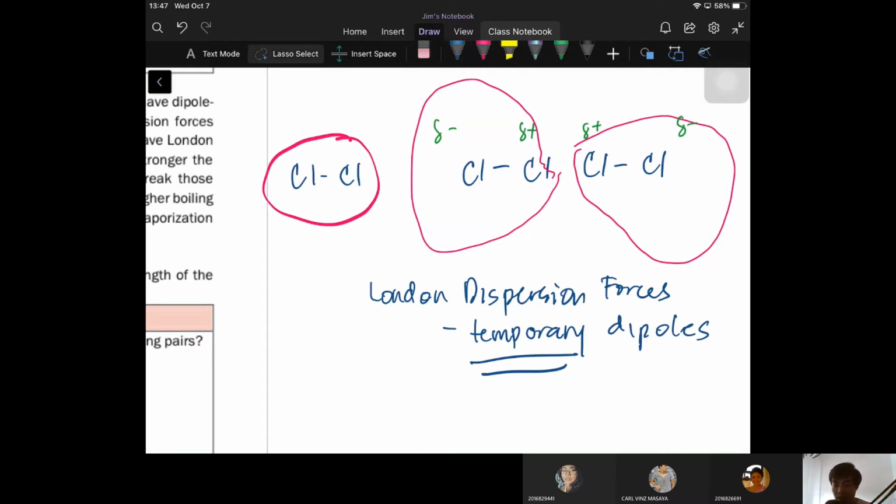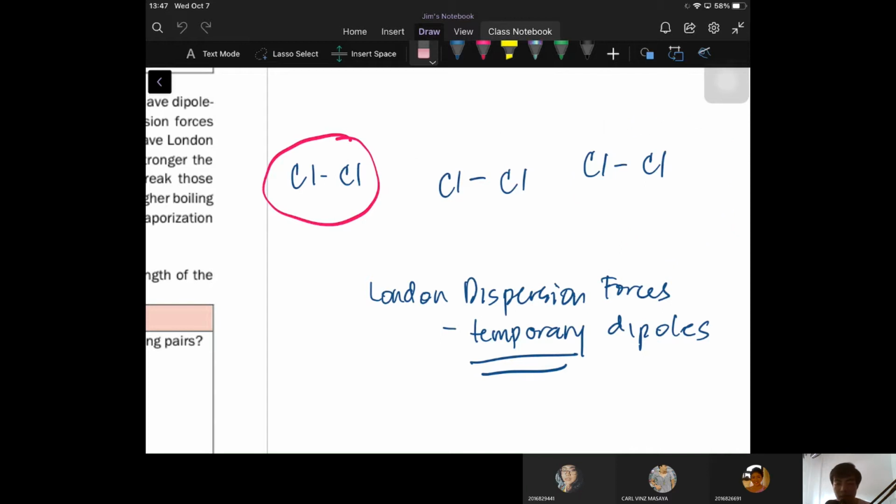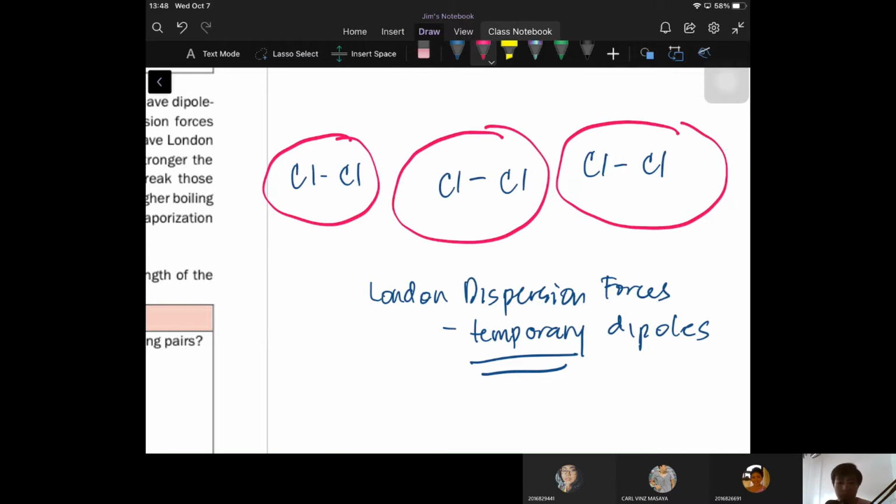No? Kunwari, naghiwalay na sila. So the electron balance will be restored. No? So babalik na yan sa original. So kunwari, nagbungguan uli sila, di may dipole ka na naman. Tapos nawala na naman. Tapos pag nagbungguan uli yan, another dipole. So yun yung idea, no? That for London dispersion forces, you create temporary dipoles. But because that dipole is temporary, hence it is weak, no? Mahina yung London dispersion forces, no? Kaysa sa mga permanent dipoles, no?